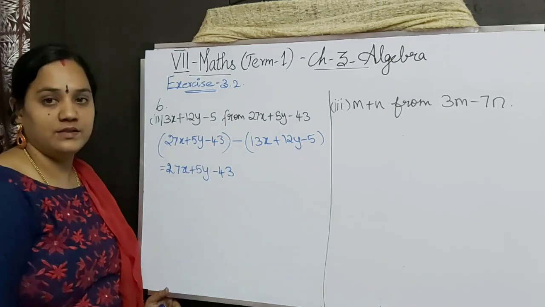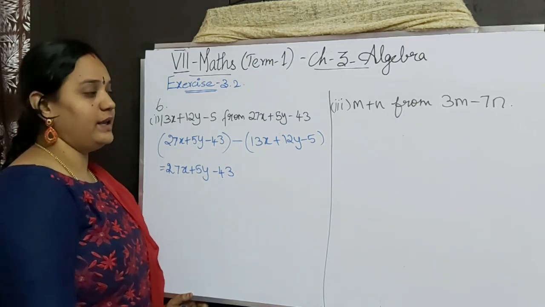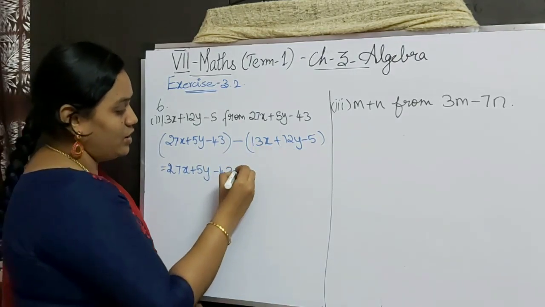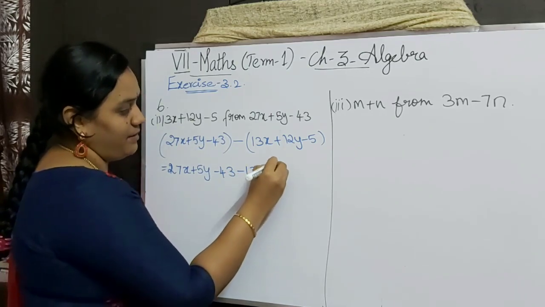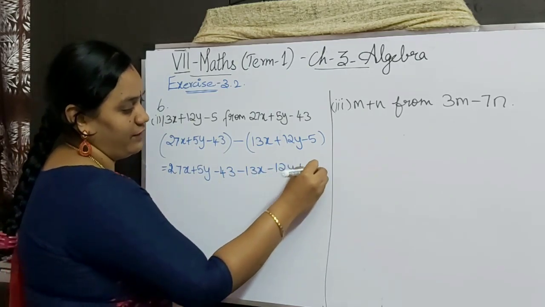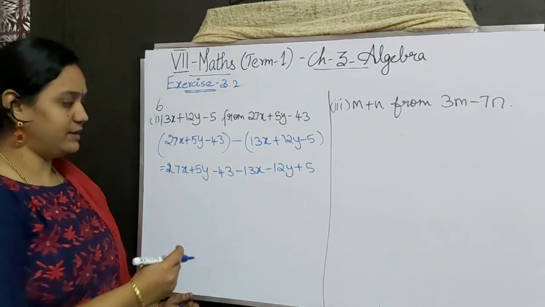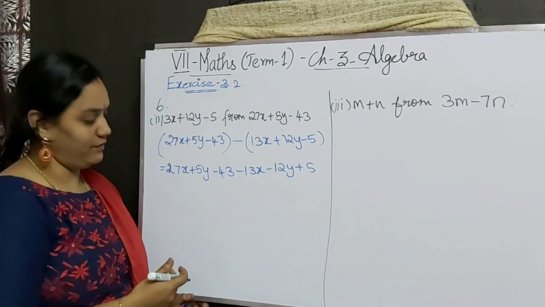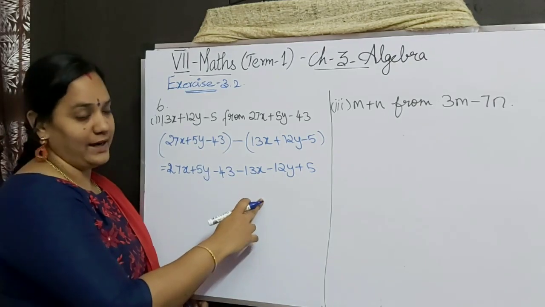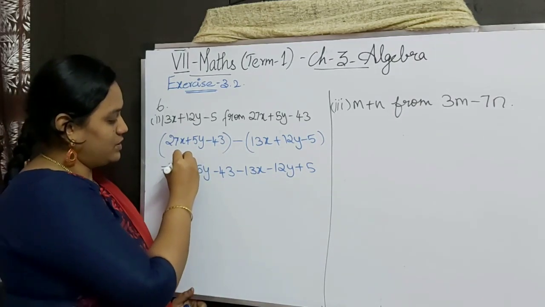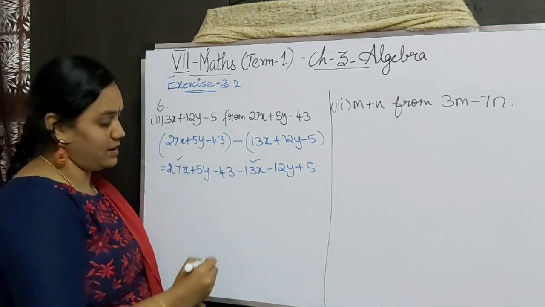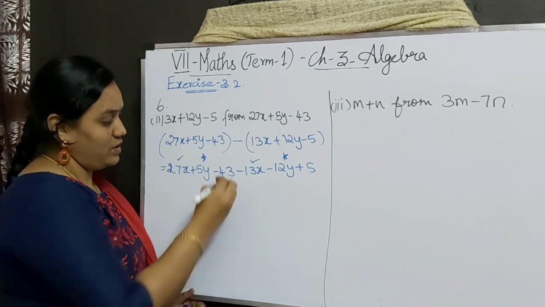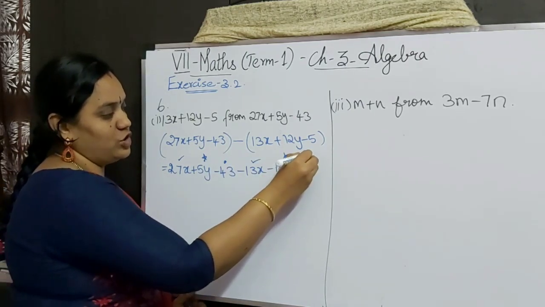Here we have minus. So what we have to do, I told you already, we have to change the symbol of all the terms inside the bracket. So minus 13x minus 12y plus 5. Okay, after this, as usual, like addition, we are going to solve. So like terms we have to mark. Here we have x term, here x term, and y term, y term. Here we have a constant also. So I am marking this constant as dot.